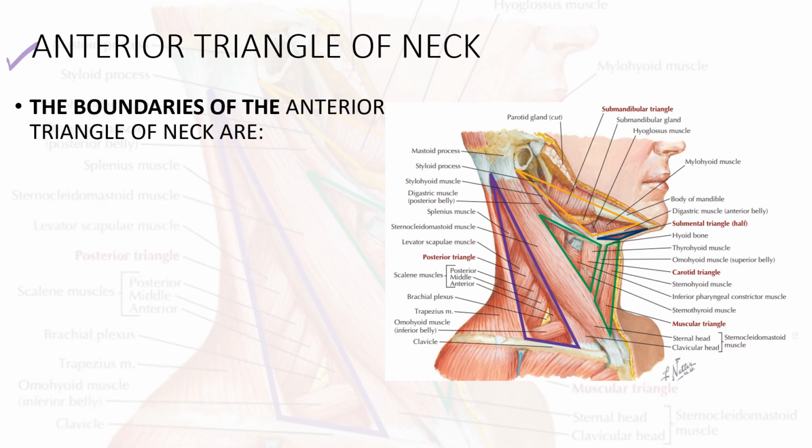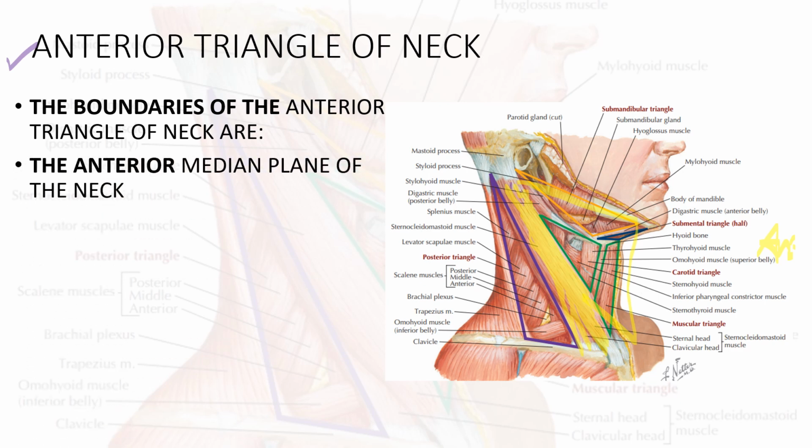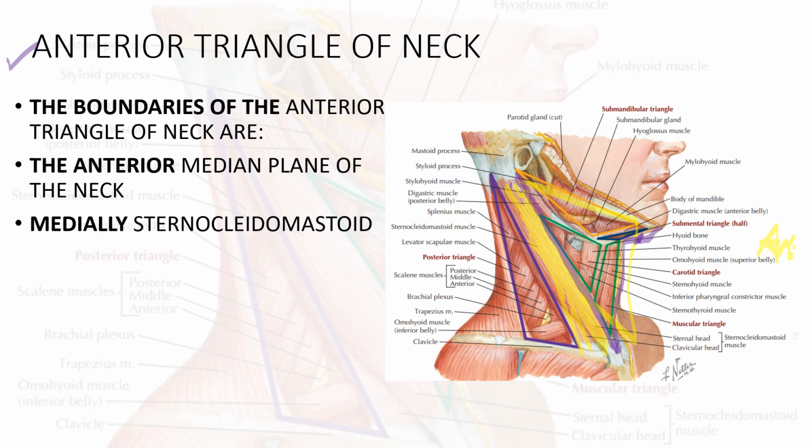Now the anterior triangle, we just talked about it. This is the sternocleidomastoid muscle. Anterior to the sternocleidomastoid, this is the anterior side, is the anterior triangle. So this is the anterior triangle, and the boundaries are the same. Anterior triangle is bounded by the anterior median plane running from the symphysis menti till the jugular fossa, and laterally it is bounded by the anterior border of the sternocleidomastoid.